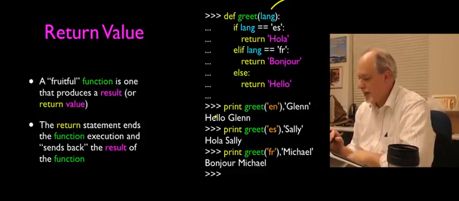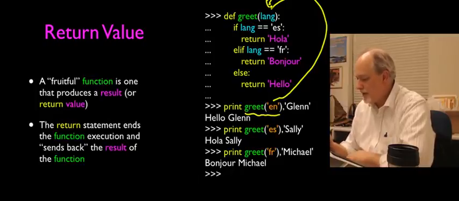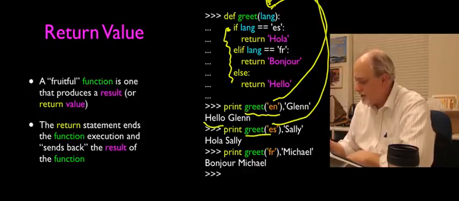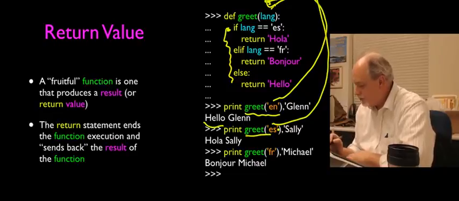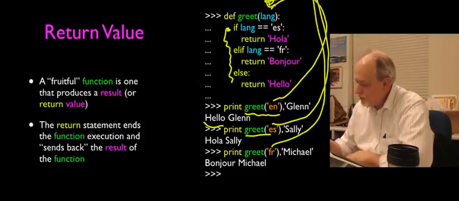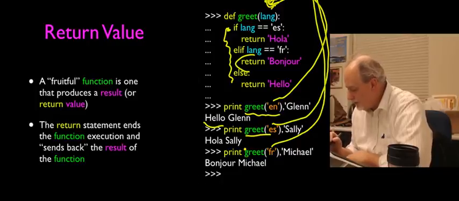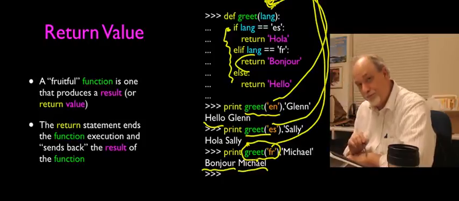Okay, and so now I can call print greet and pass en in. So then that runs the code once with lang equal to en, and I get back hello and then comma Glenn. Then I call it again and I pass es in, and then that time the return value here becomes hola, a string hola, hola Sally. And then Michael, I pass in one more time. Lang now is fr, the string fr, and so it returns bonjour. And so the residual that is here is bonjour, and so out comes bonjour Michael.